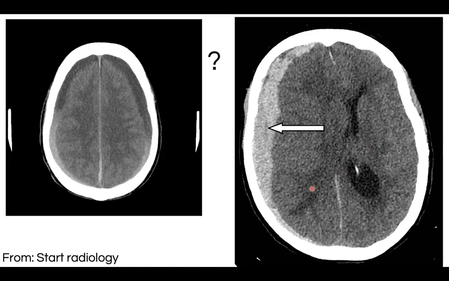That basically just means that because of the size of this bleed, it has put pressure on the structures and shifted them towards the left. So everything is shifted towards the left. And it is again right-sided, and there's effacement of the ventricles, and actually the ventricles have been pushed over. Okay, so good.